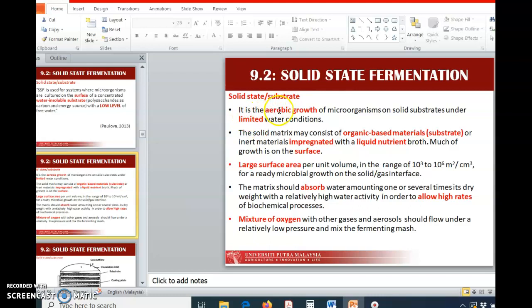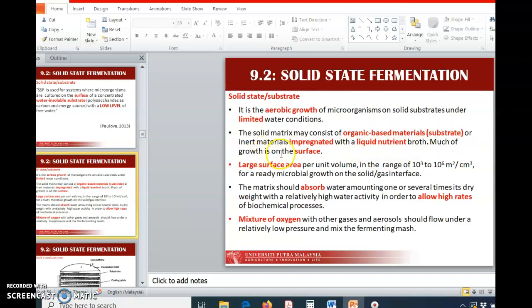So it is the aerobic growth, means that we must circulate the air inside the fermenter of microorganism on solid substrates under limited water condition. The solid matrix may consist of organic based material substrate, for example food waste and so on, which is solid, or inert material impregnated with liquid nutrient broth. So if we use inert material that don't have any nutrients inside, we must put together with a liquid broth for the substrate for the microorganism.